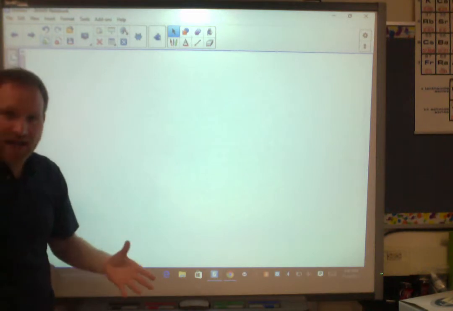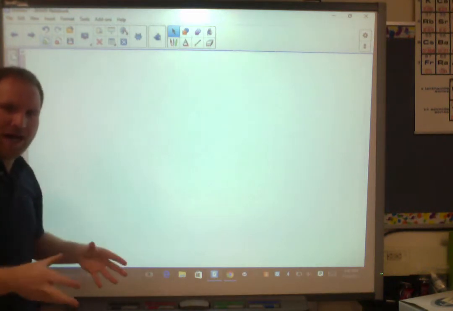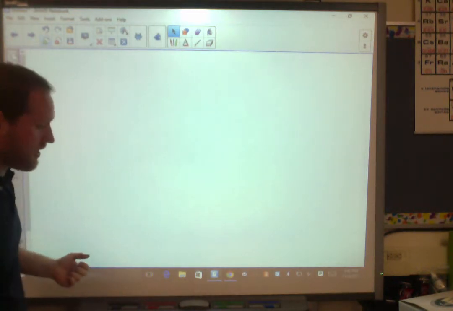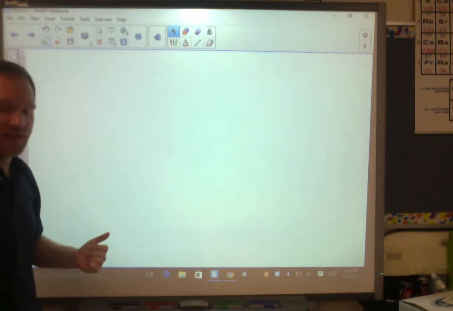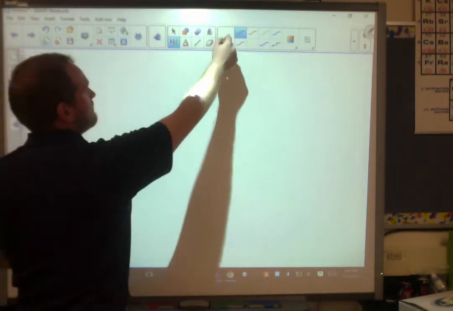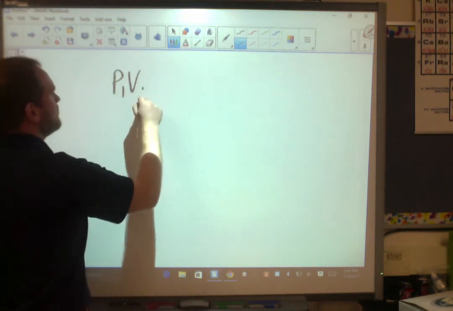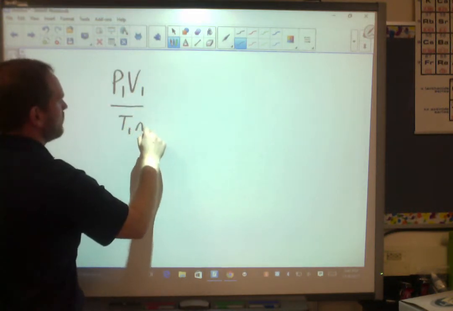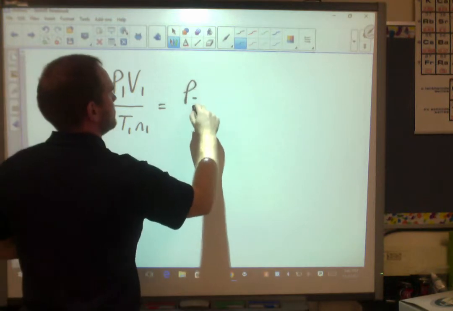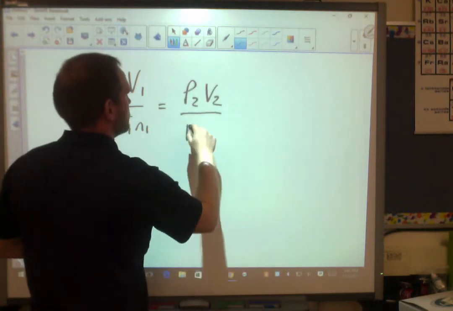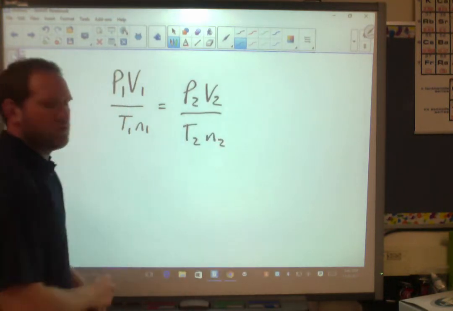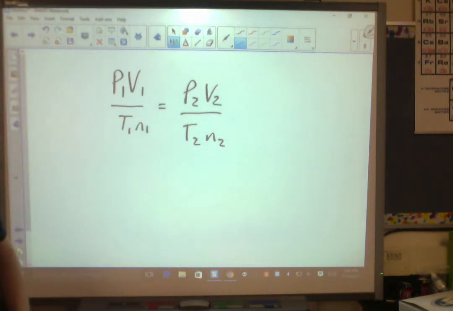It's basically a single law that combines the three gas laws that we've talked about, which are Boyle's law, Charles' law, and Gay-Lussac's law. So you really don't need to memorize any of those individually as long as you know P1 V1 over T1 N1 equals P2 V2 over T2 N2. That's the combined gas law.